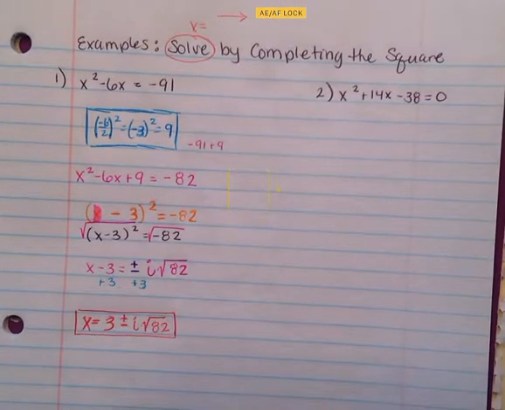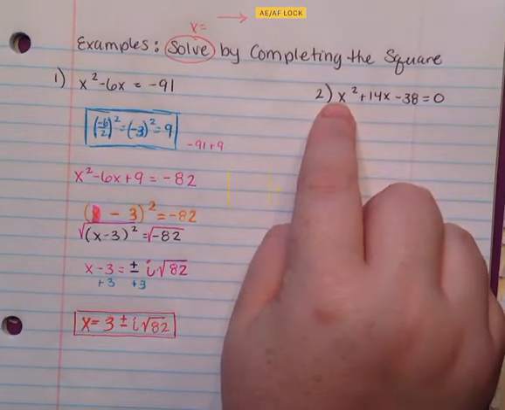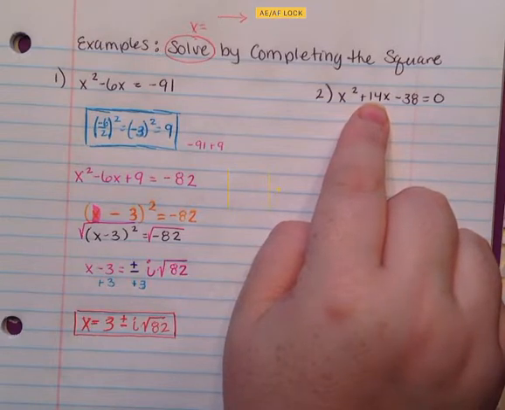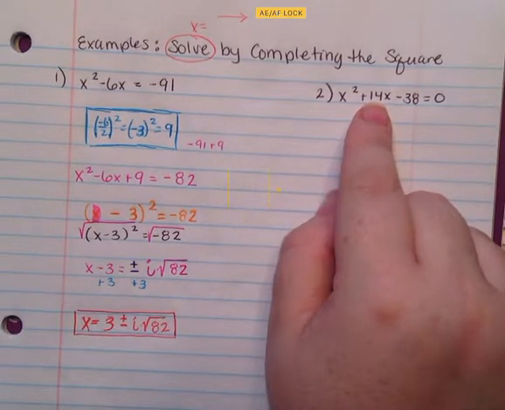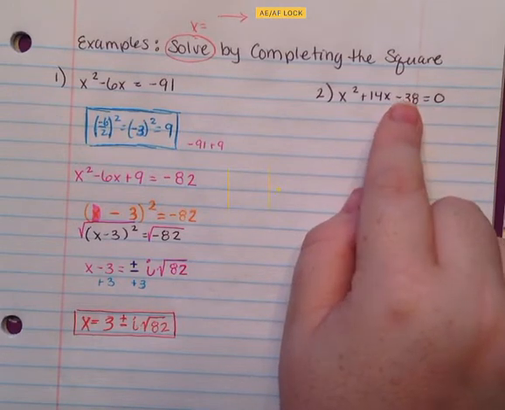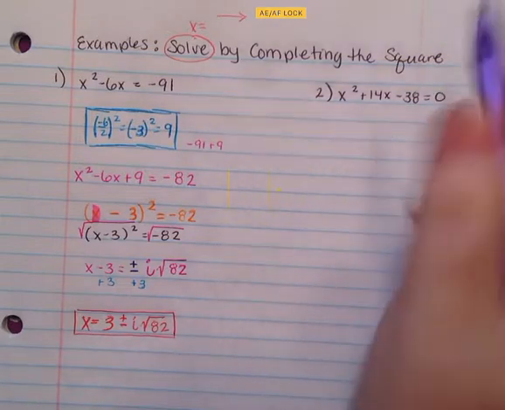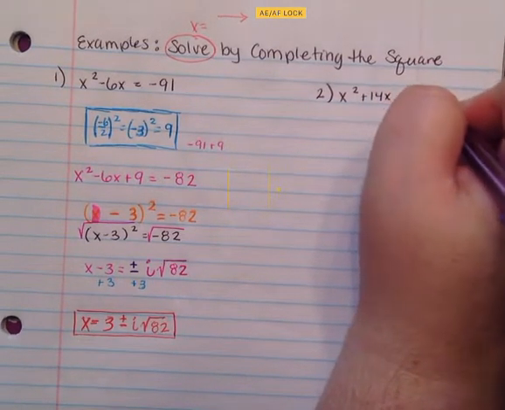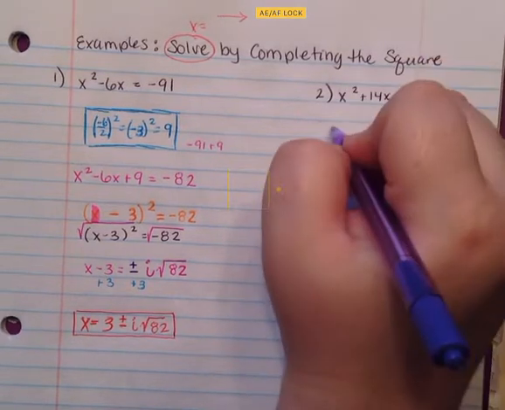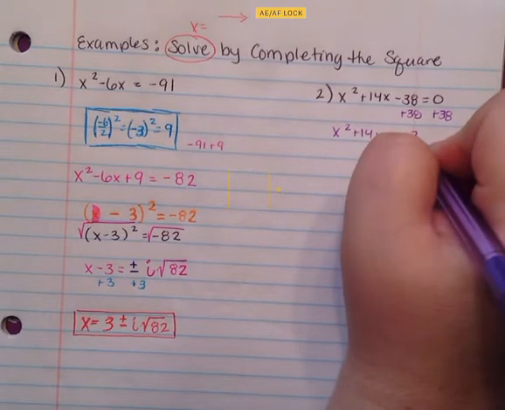This next problem we're going to solve by completing the square. We're going to check to see is a value equal to 1 or b value even. So solving by completing the square will be a viable option. The first step in solving by completing the square is to isolate your constant. This time our negative 38 is not isolated. So we have to isolate that first by adding the 38 to both sides. So we'll have x squared plus 14x equals a positive 38.